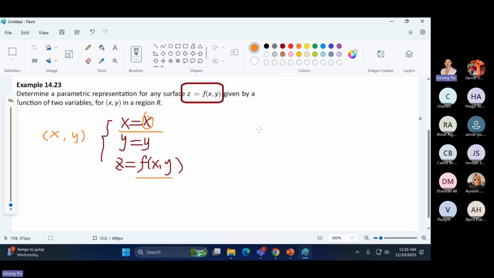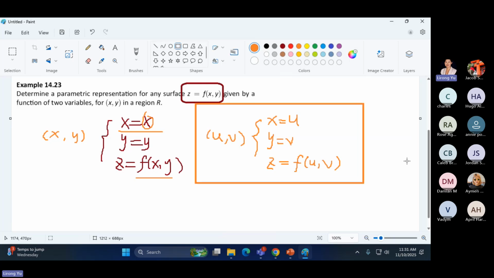So the input and output end up being the same number. In the text, we switch the notation: x equal to u, y equal to v, and then z equal to f(u,v). So with this method, the input parameters are u and v, and the output is a coordinate (x,y,z). So that's how it's presented in the text. I guess that's how you would probably prefer. Any questions?